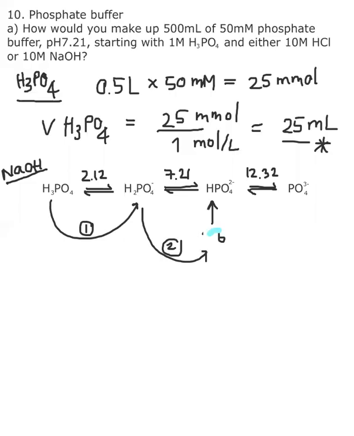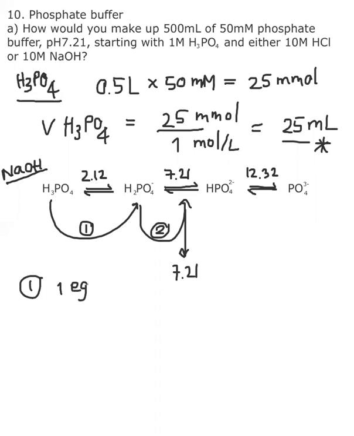Sorry, I made a mistake here. It's not 7.6, that is the second part. We make the buffer at pH 7.21 actually. For step 1, we know from the chart here that we need one equivalent to change H3PO4 into H2PO4 minus.